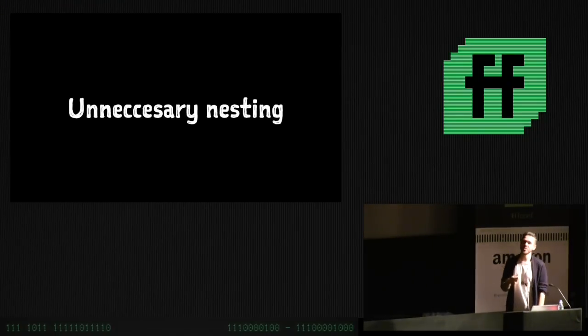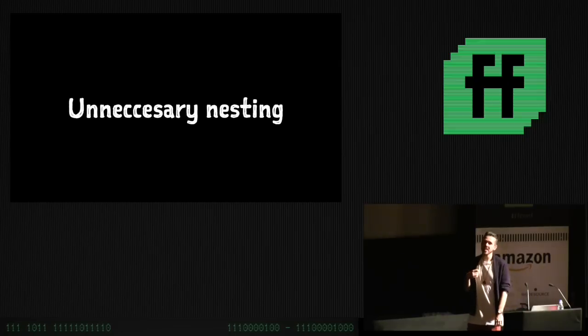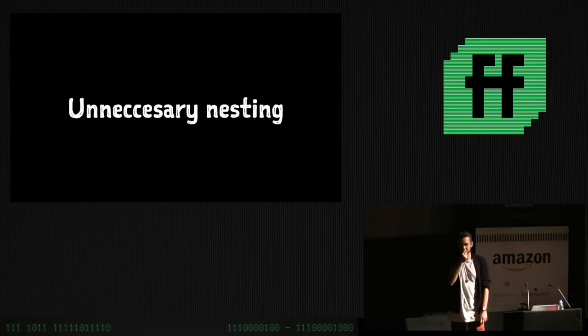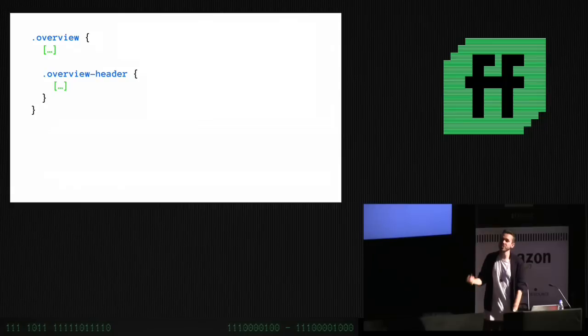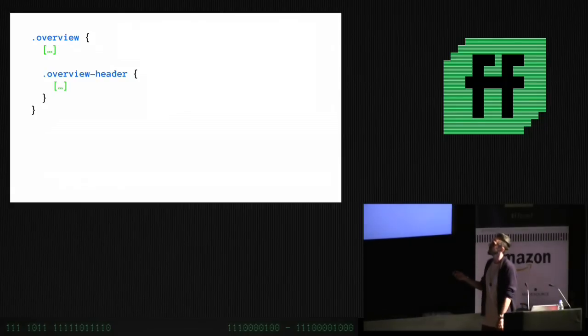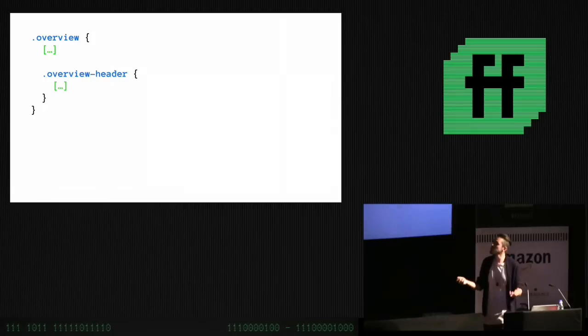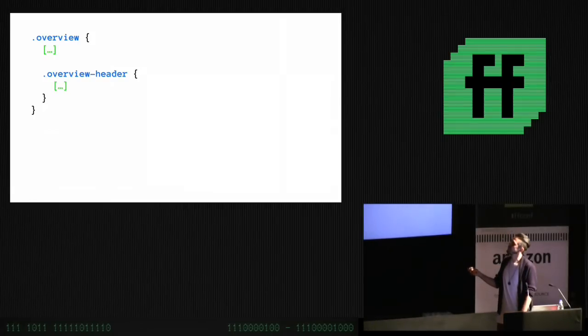Also, unnecessary nesting. So this is a trickier problem to solve that we spent some time trying to figure out. So the question is really, how do you look for unnecessary nesting? So if I would manually look through a CSS file or Sass file, and I'd see this, someone first defining basically a context, and then within that defining another selector that defines the context again.